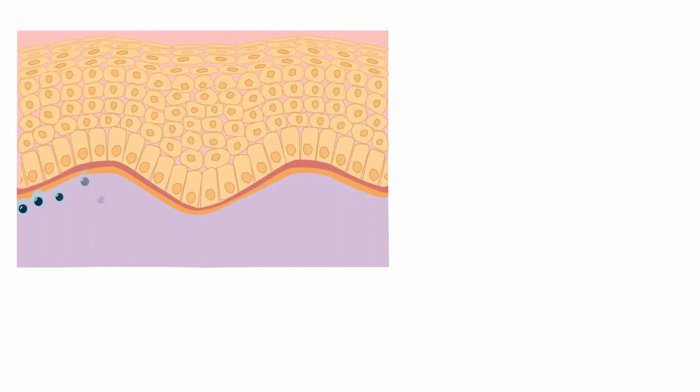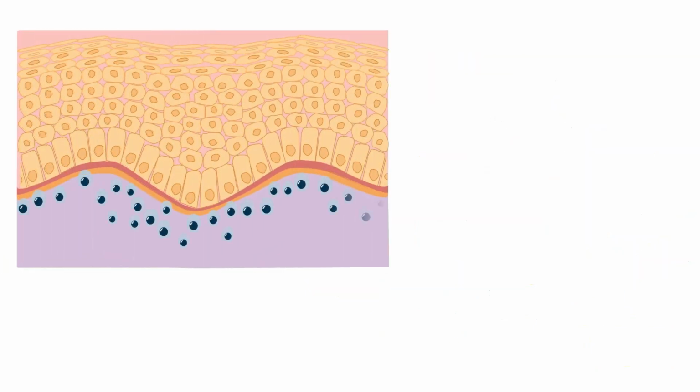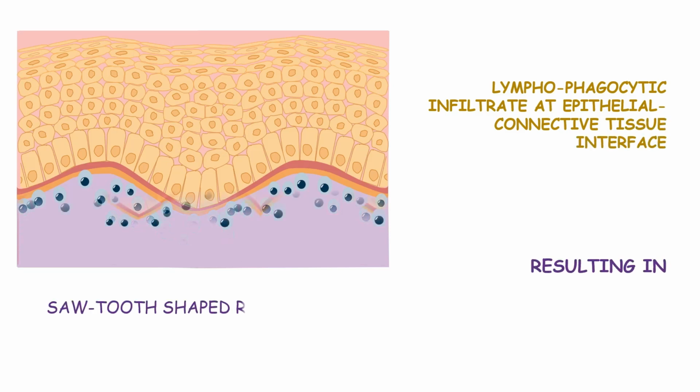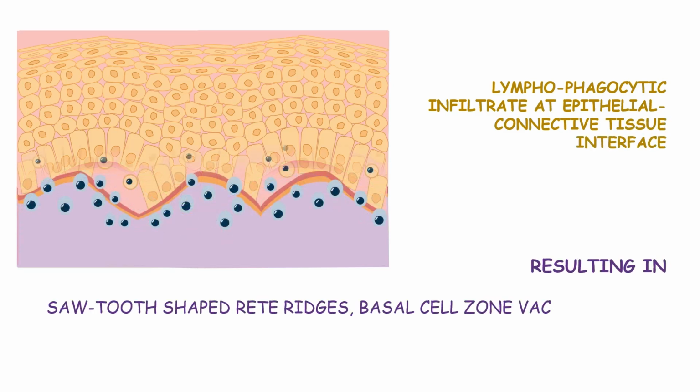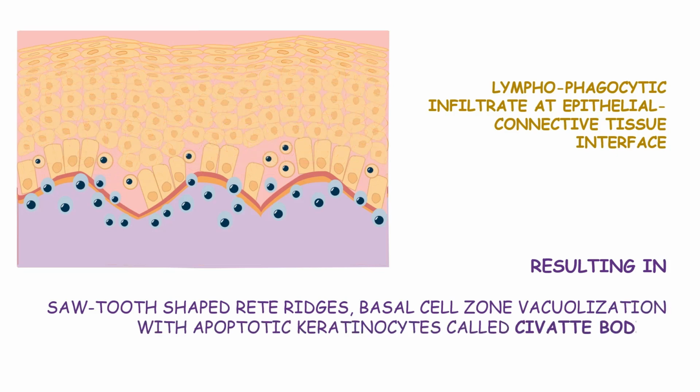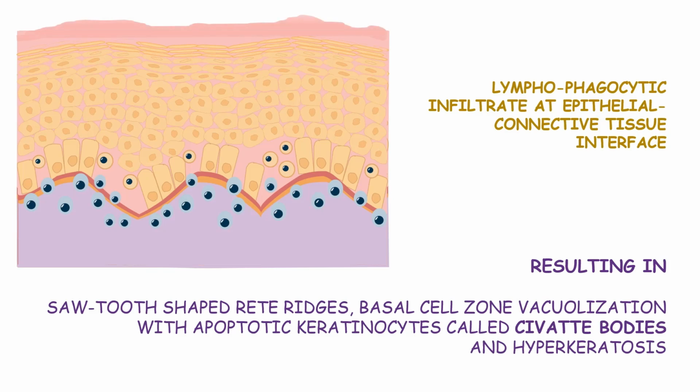Let's see a larger picture to view many other diagnostic changes in the epithelial structure resulting from lymphophagocytic infiltrate at the epithelial connective tissue interface. There are sawtooth-shaped rete ridges, basal cell zone vacuolization along with apoptotic keratinocytes called the civatte bodies, and hyperkeratosis. Reticular lichen planus.